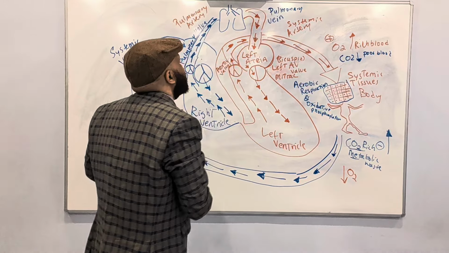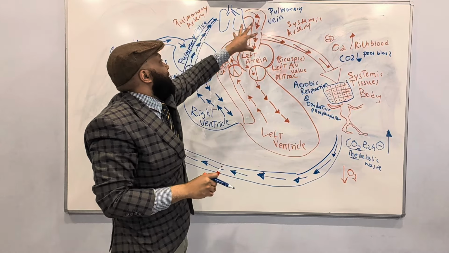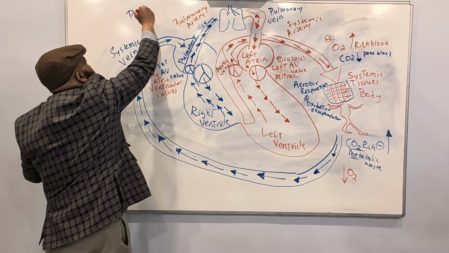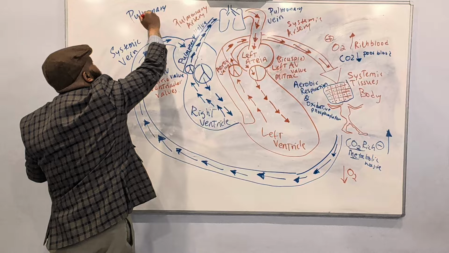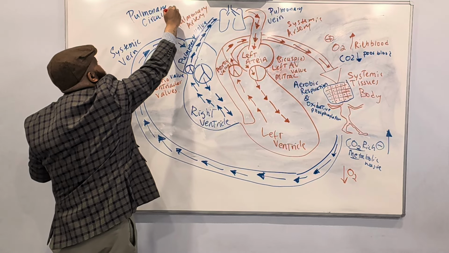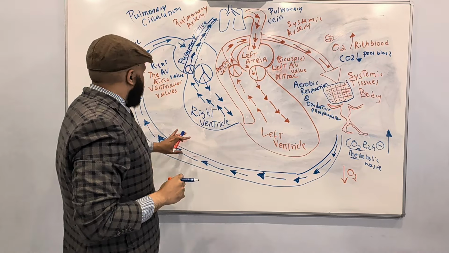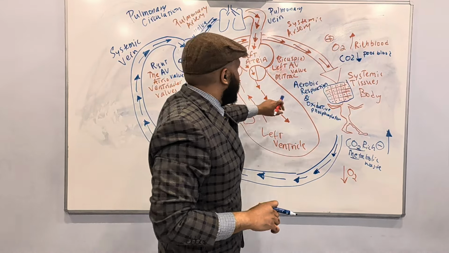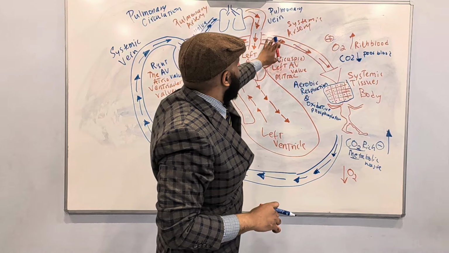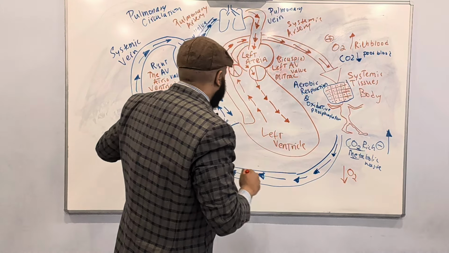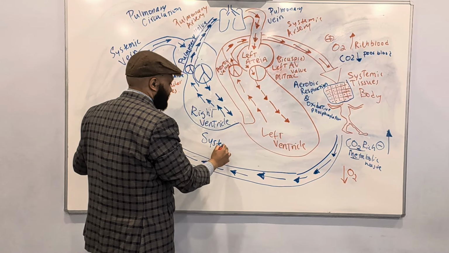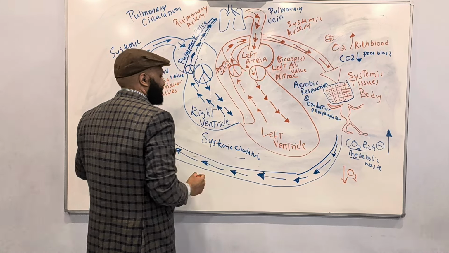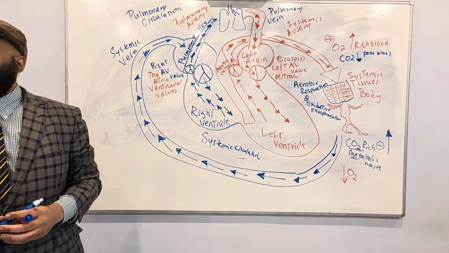So the pulmonary artery, the lung, and the pulmonary vein, that's called the pulmonary circulation. While the systemic vein, systemic tissues, and systemic artery, that's called the systemic circulation. Is that clear? Any questions?